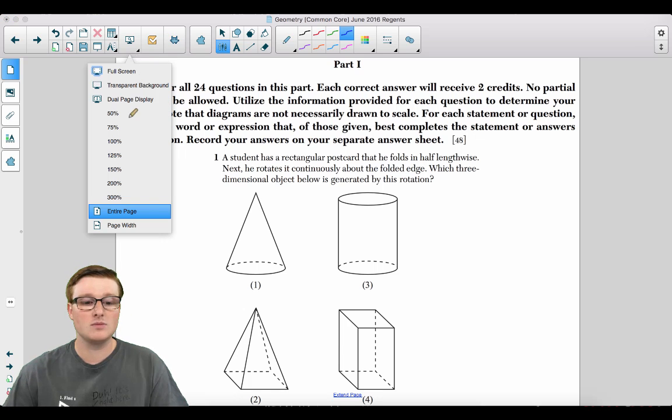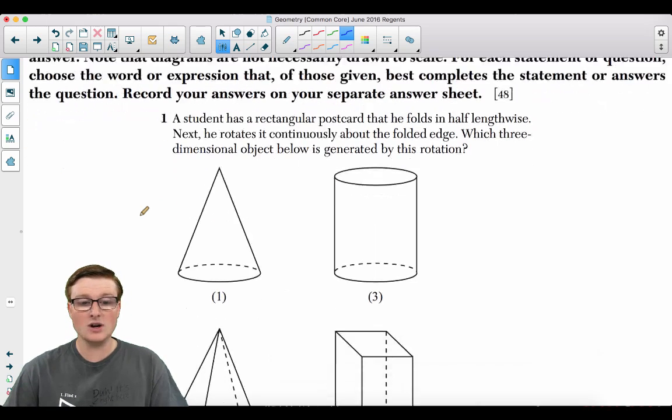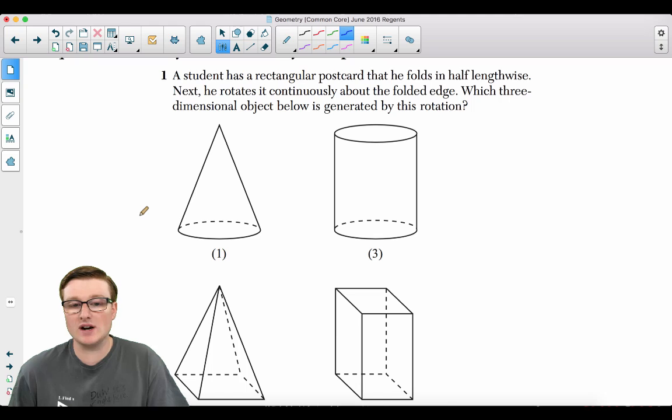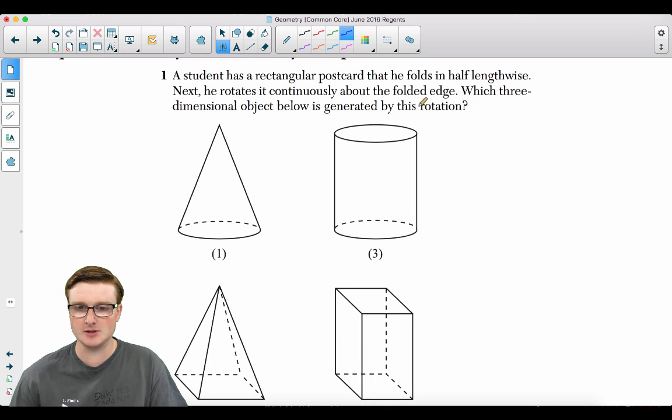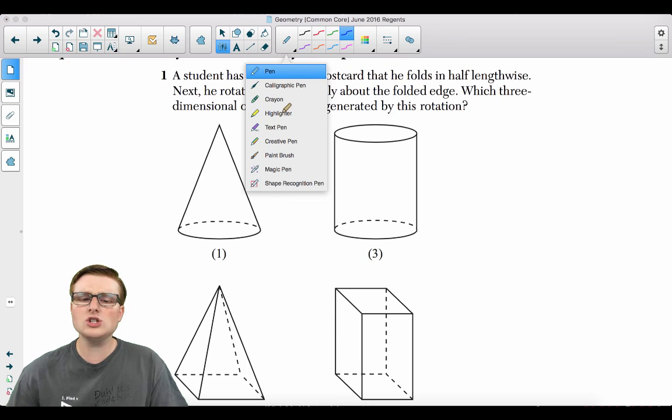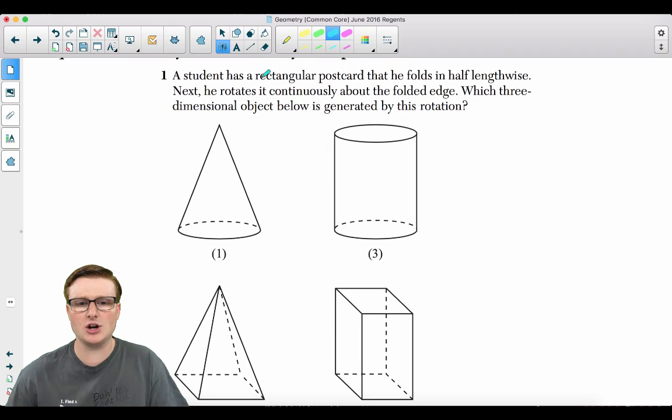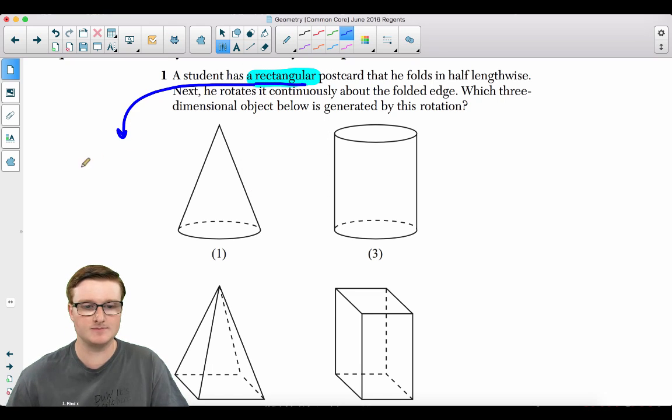So, here we go. All right, question 1 says, a student has a rectangular postcard that he folds in half lengthwise. Next, he rotates it continuously about the folded edge. Which three-dimensional object is generated by this rotation? So, just a few things to remember and jog your memory. A rectangle, in this case, is known as your cross-section. And remember what a cross-section is.